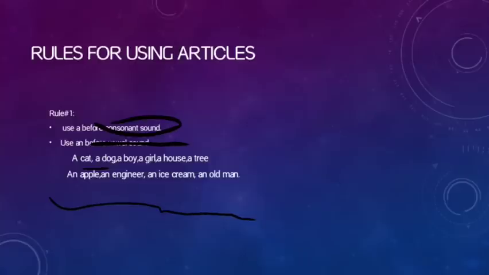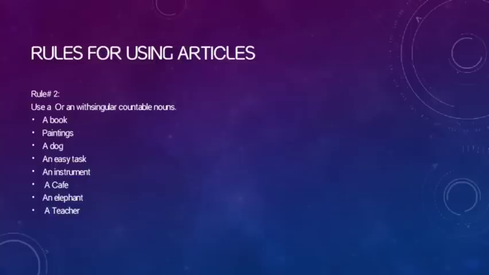Now let's see what rule number two is. Rule number two is use a or an with singular countable nouns. Now, we are all aware of what countable nouns are, things which can be counted. Only when countable nouns are in their singular form will you use a or an. Like a book. I'm using a with book because it is a singular countable noun. But here I'm not choosing a with paintings because paintings is a plural.